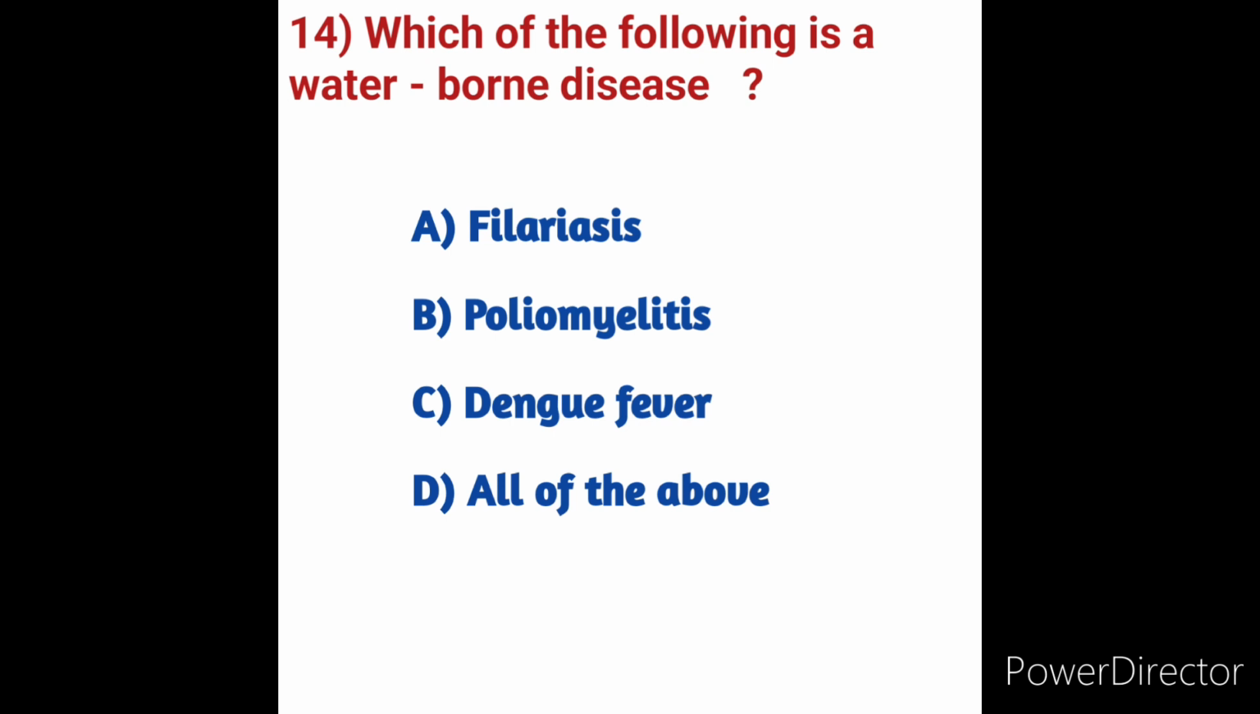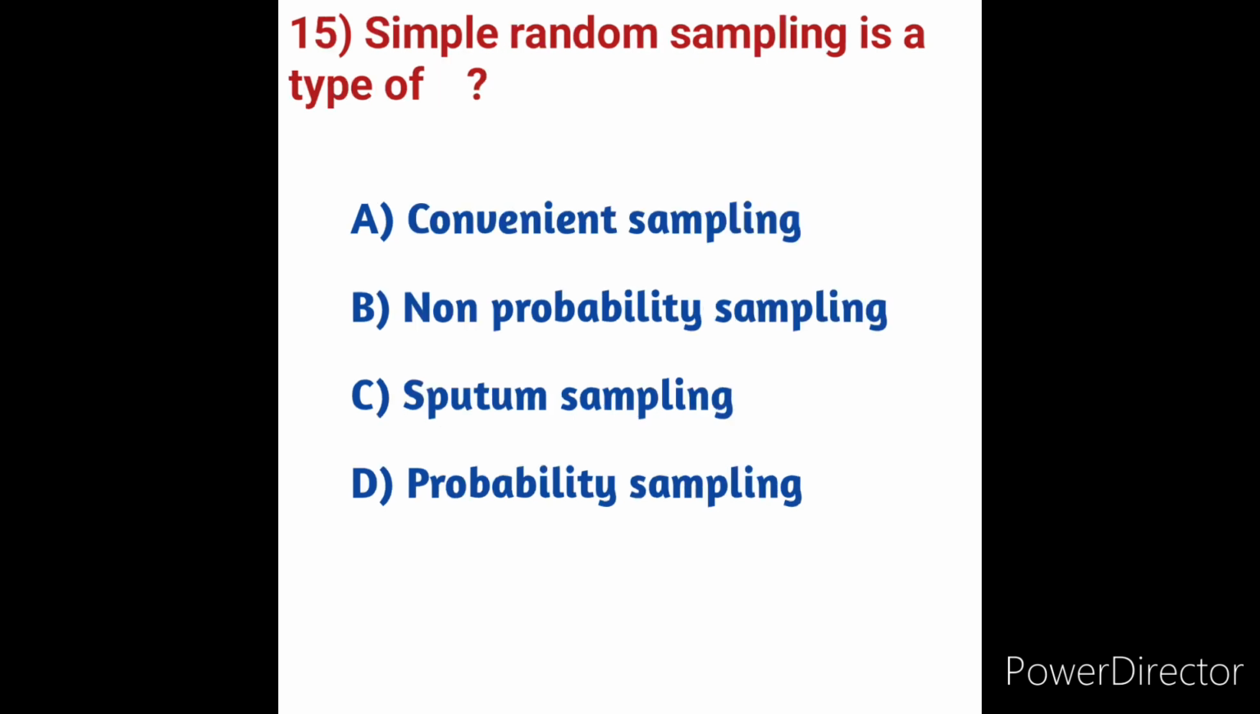Next, what is dengue fever? Dengue fever is also called breakbone fever, a mosquito-borne viral disease occurring in tropical and subtropical areas. The mode of transmission of dengue fever is through the bites of infected Aedes species mosquitoes. So this is also a mosquito bite. But here in these options, option B, poliomyelitis, is a waterborne disease. So option B is the correct answer. Next we will move on to question number 15.